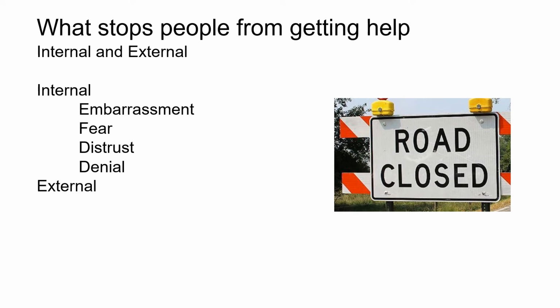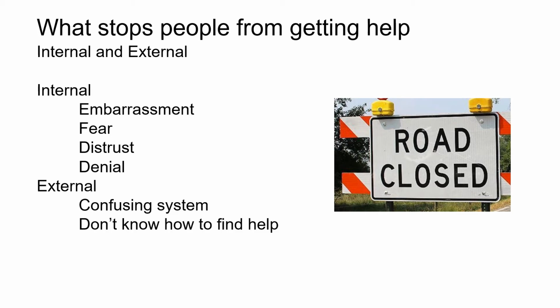And then there are external things outside the individual that will stop him or her from getting help. It's a confusing system. You try to apply for a service and they send you to another one, and that one tells you you need to do that first. It's very, very confusing. Often people don't even know how to find help, and when they do find it, they can't figure out how to apply for it. Or they may not be eligible.